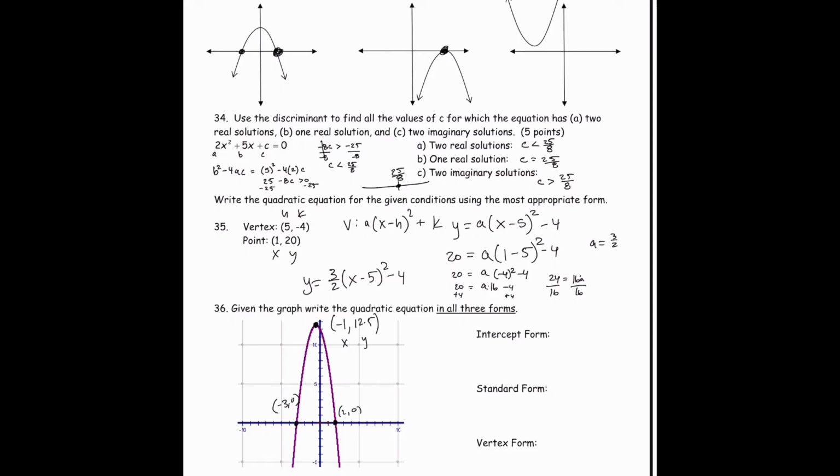What if we modify this and just say 12? Let's make life easy. So if it's just 12, a is going to be negative 2. Hey, look at that. All right, so intercept form: negative 2, x plus 3, x minus 2. I like it. All right, standard form, we FOIL everything out.